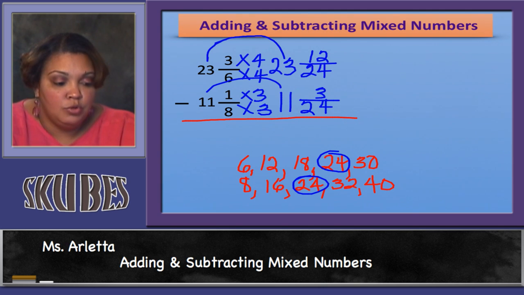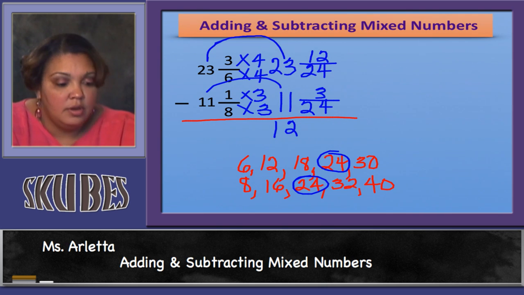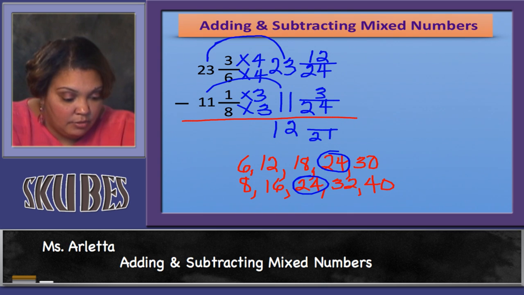Okay, now the first thing we'll do is just subtract those two whole numbers of 23 and 11. 3 minus 1 is 2, and 2 minus 1 is 1. Then you can go and subtract the numerators only, but your denominator stays the same. Remember, you just made those equivalent fractions, and you have a common denominator. So you'll need that same common denominator in your answer. So I'll just go ahead and bring the 24 down.